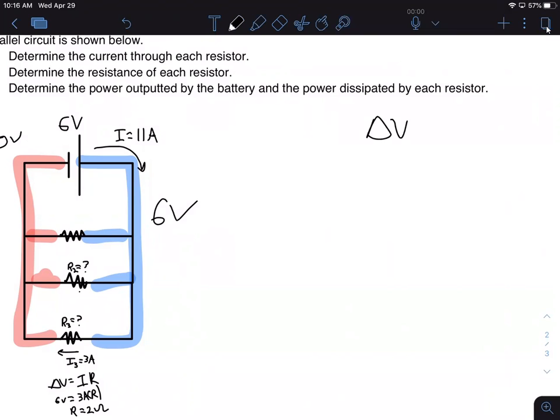Delta V equals I times R. Power is I times V.